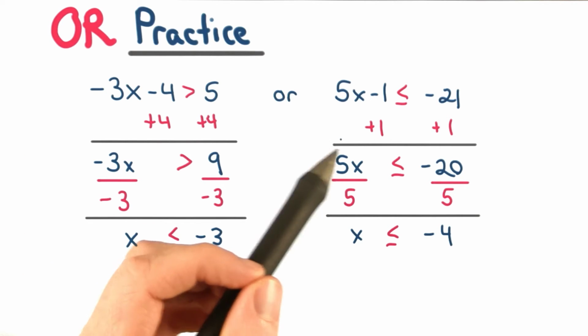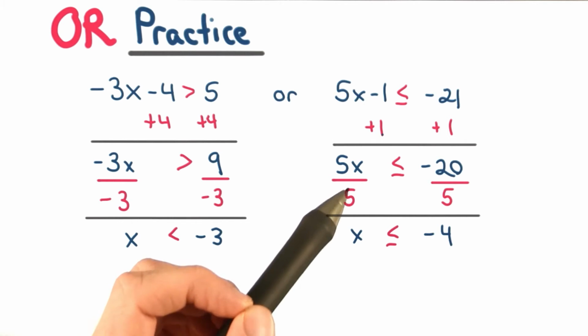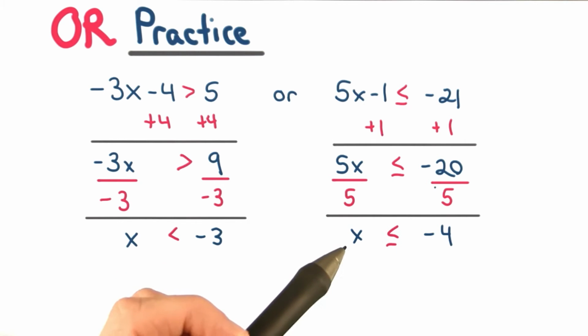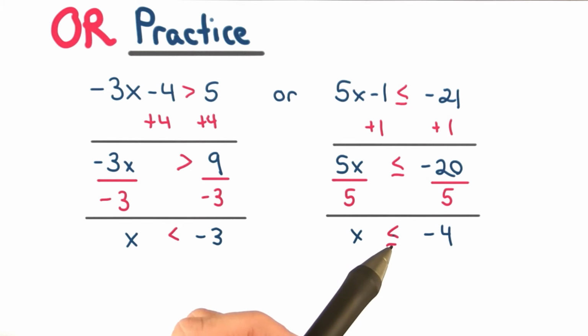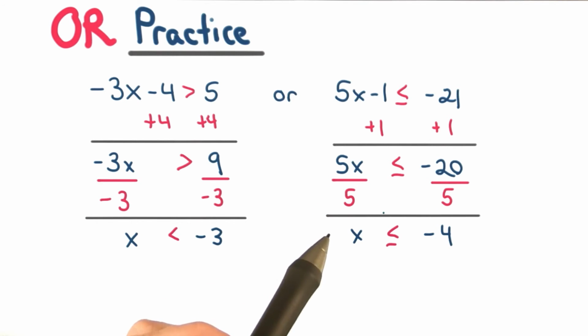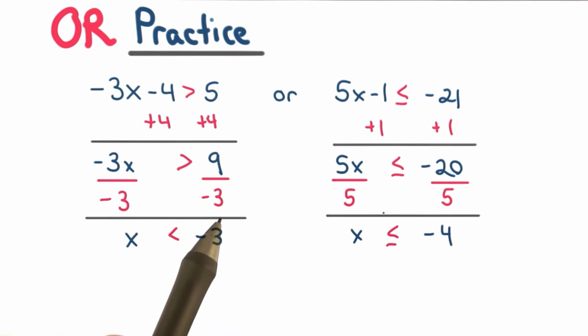For the second inequality, we add 1 to both sides. Then we divide by 5 to get x is less than or equal to negative 4. Notice I don't need to reverse the inequality sign here because I divided by a positive. We only reverse the inequality sign when we multiply or divide by a negative.